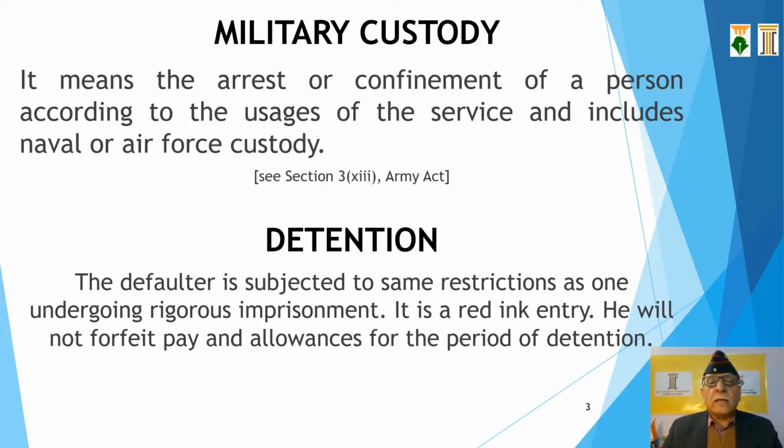At that time, it is quite likely that an offender would be in military custody, which means that he would be arrested or confined according to the usages of the service, and the term military custody includes naval or air force custody. Insofar as detention is concerned, which is one of the punishments that can be awarded under Section 80, during detention a defaulter is subjected to the same restrictions as one who is undergoing rigorous imprisonment. In the records of the offender, it comes as a red ink entry, but he does not forfeit pay and allowances for the period of detention, which would be the case when a person has been sentenced to imprisonment.